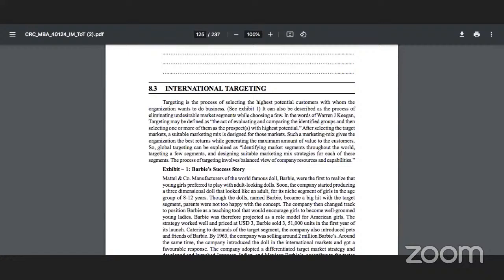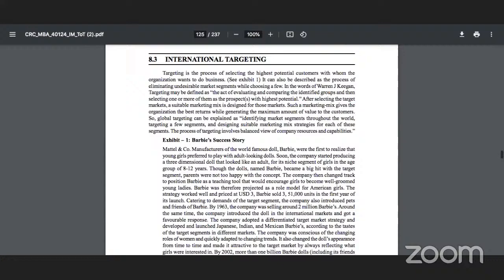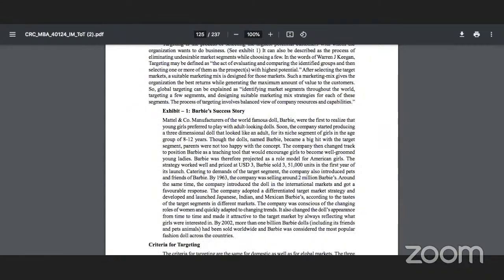So, global targeting can be considered as identifying market segments throughout the world, targeting a few segments, and designing suitable marketing mix strategies for each of these segments. The process of targeting involves a balanced view of company resources and capabilities. So, if we look at Barbie's success story, what did the company do?